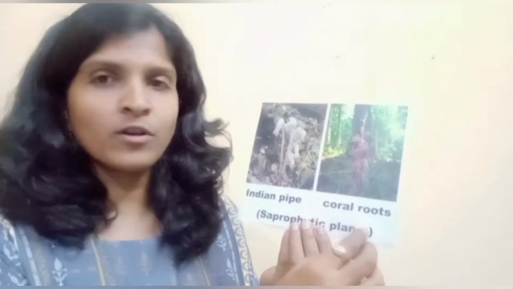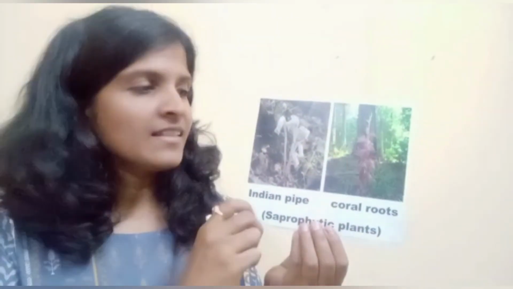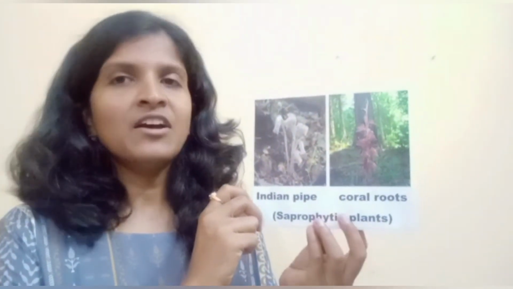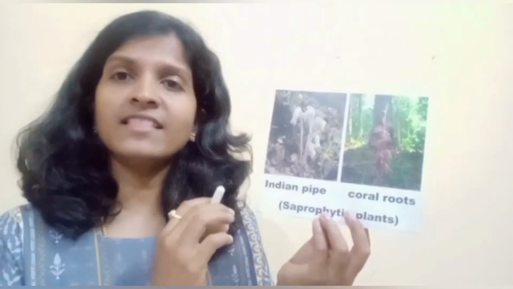The second type is Saprotrophic. Saprotrophic is nothing but plants which can live on rotting dead materials. The examples for Saprotrophic are Indian pipe and then coral root. These plants are very bright in color, and we can see them in tropical deep forests. The fungi are also a good example of Saprotrophic nutrition.